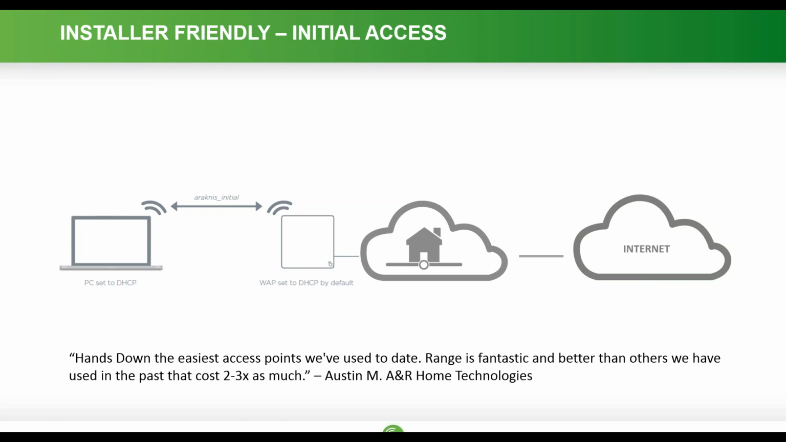So out of the box, the access point is DHCP. Put it in a live network, it grabs an IP address, connects to the internet, and connects to OVRC. It advertises a default SSID called Araknis initial. You can just connect to that Araknis initial and log in to the web UI using an IP address or URL, or you can go to OVRC and just change your IP address. So you've got multiple options to make your installation very easy and very seamless.